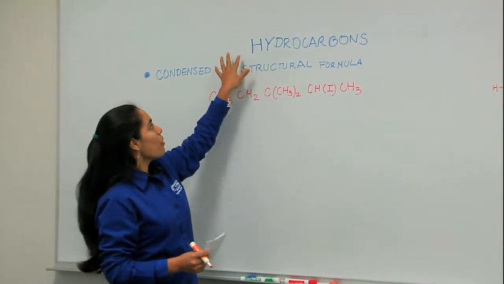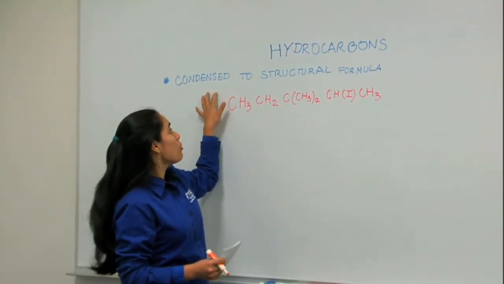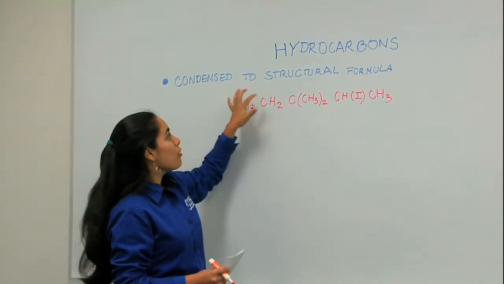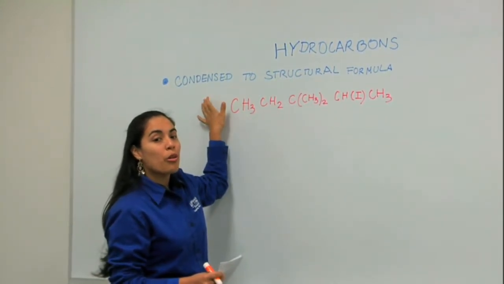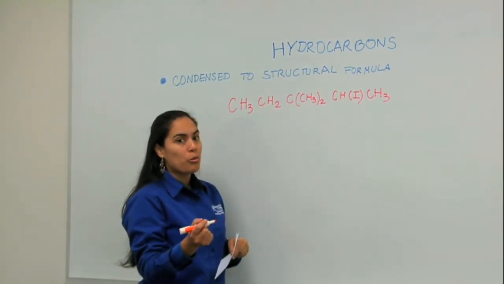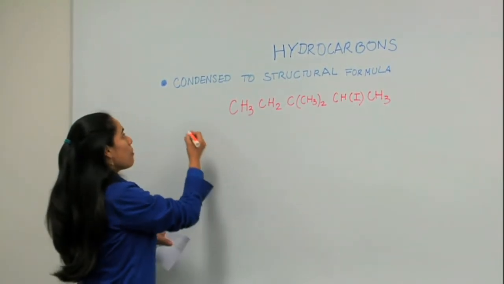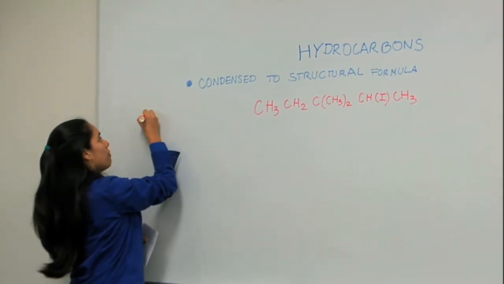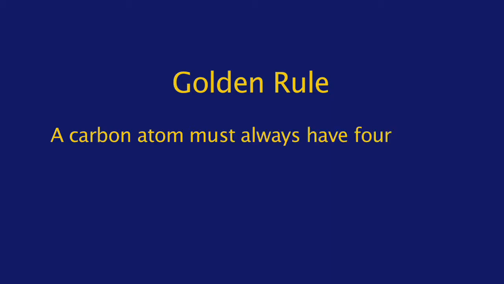Today we are going to learn how to draw structural formulas, starting with condensed formulas. But before that, we have to remember our golden rule. Remember? Last time we said that a carbon atom must always have 4 bonds. So that's something that we have to remember from our last lecture.